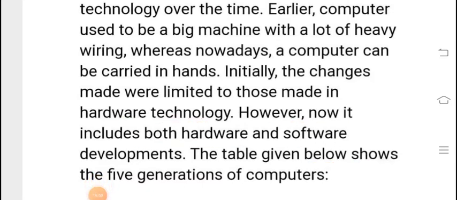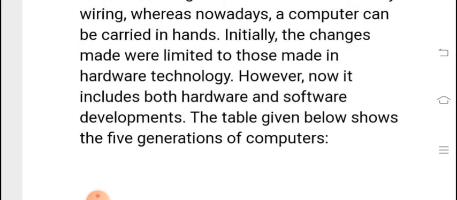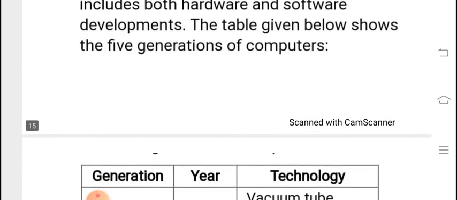Like if you are typing any data, you can take a printout of the same. That is why hardware means whatever is part of the computer devices, and software means the program which is installed in it. Okay, so the table is given below. It shows the 5 generations of computers.